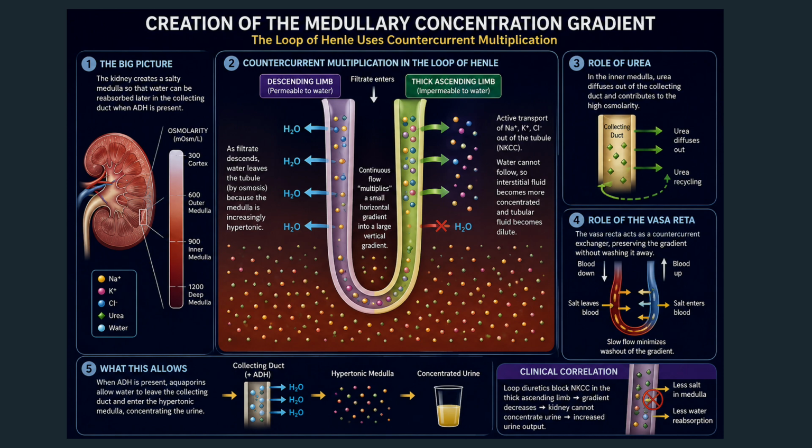So ultimately, the medullary concentration gradient exists because the ascending limb pumps salt into the medulla while remaining impermeable to water. The descending limb allows water to leave, and continuous countercurrent flow amplifies the process along the nephron. This elegant system allows the kidney to conserve water and produce concentrated urine when the body needs it most.